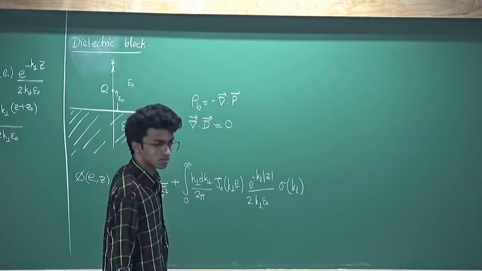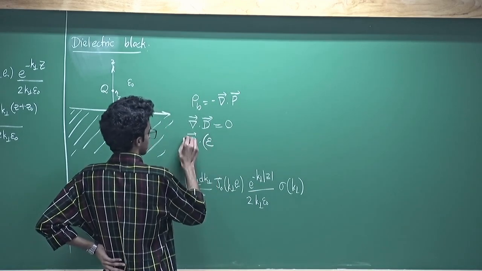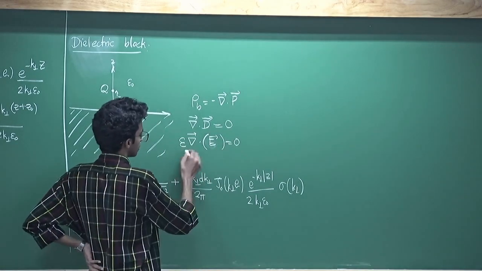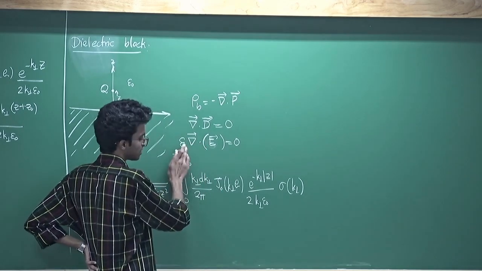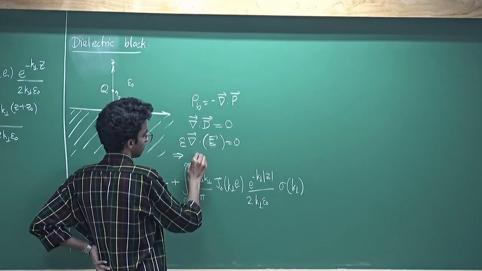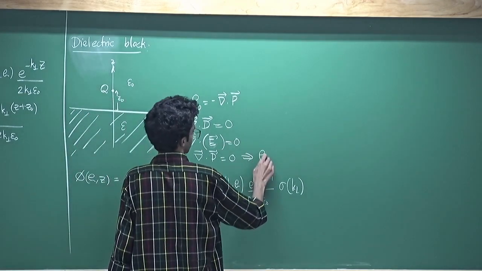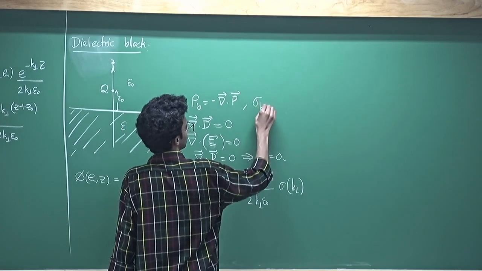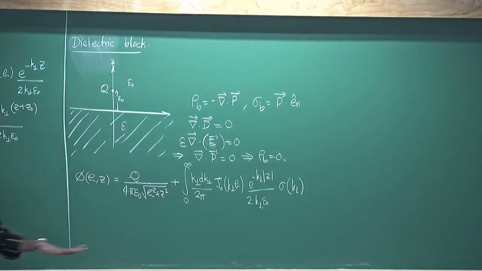Now since divergence D equals 0, that would just mean that divergence of epsilon, which is some constant, so you can take it out, times E equals 0. But that should also mean that you can get rid of this epsilon, multiply by epsilon naught chi e, take it inside, so you'd get divergence P equal to 0, which means rho b equals 0. So the bound charge density is 0, but there is a surface charge density, which is just P vector dot n hat, the normal on the surface.